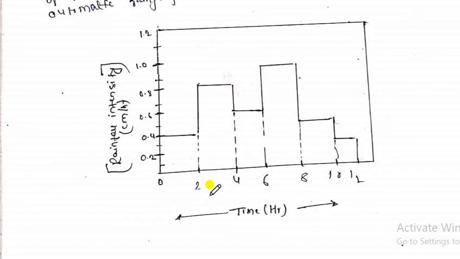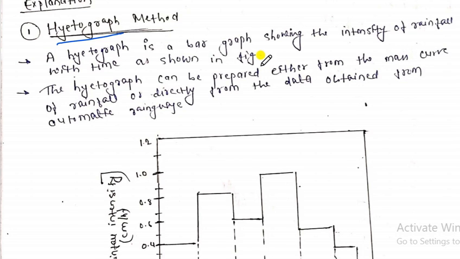So as you can see, that is 2 hours, 4 hours, 6 hours, and here the rainfall intensity, 0.4 centimeters. Similarly here at 2 hours it is 0.8. Again it is the same, meaning the rainfall is continuously varying, right? It is not constant throughout the day or all the time. It is continuously varying. So as you can see, it is a graph showing the intensity of rainfall with time.